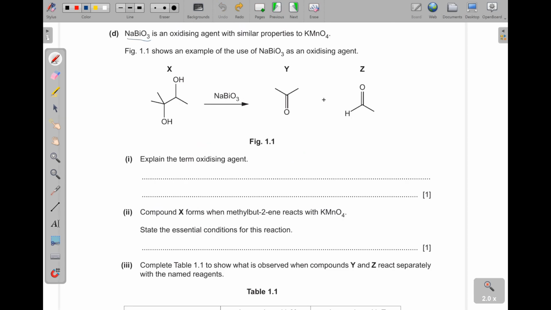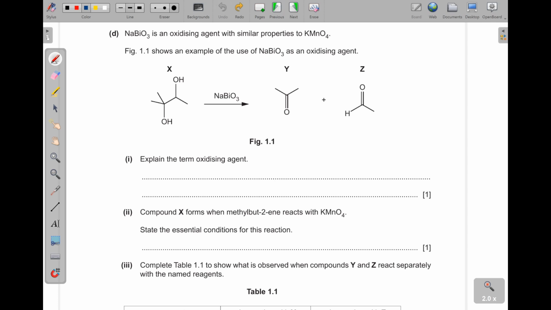Part D, sodium bismuthate is an oxidizing agent with similar properties to potassium permanganate. Then figure 1.1 shows an example of the use of sodium bismuthate as an oxidizing agent. Now, we are seeing this one is a diol, but then under sodium bismuthate, we are seeing a ketone. That means we are seeing this one broken down, and then this one is an aldehyde.